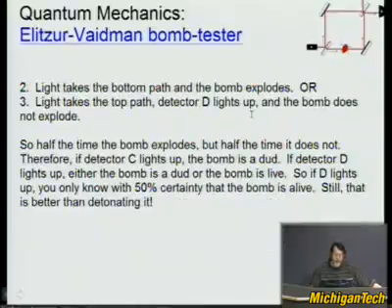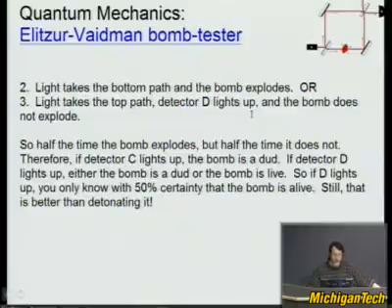Light takes the bottom path and the bomb explodes. Or light takes the top path and detector D lights up and the bomb does not explode. But it can't take both paths. Once you put a live bomb in there, it has to take one path or the other. It can no longer take both paths. So half the time the bomb explodes, but half the time it does not.